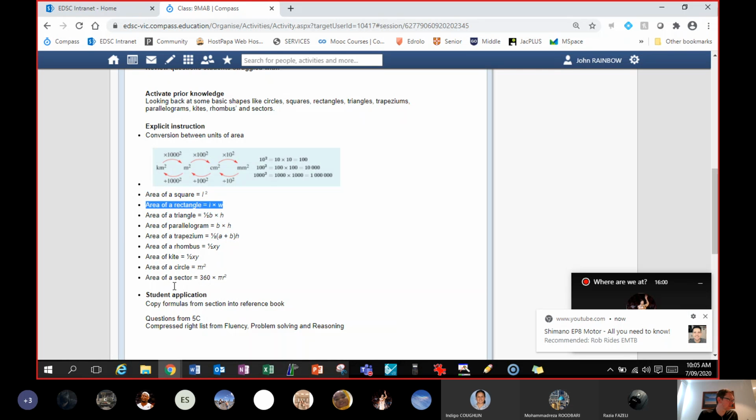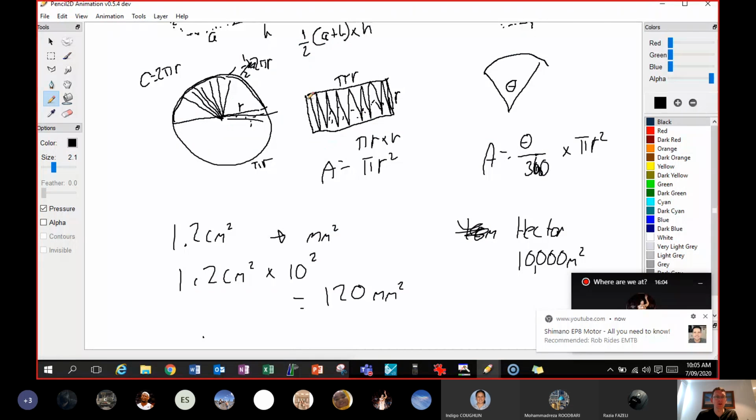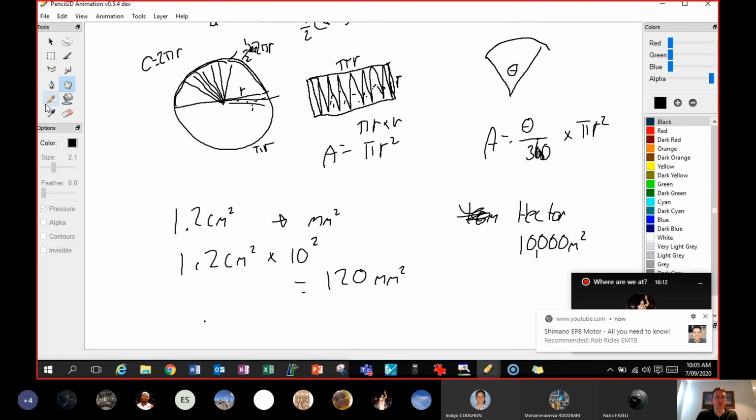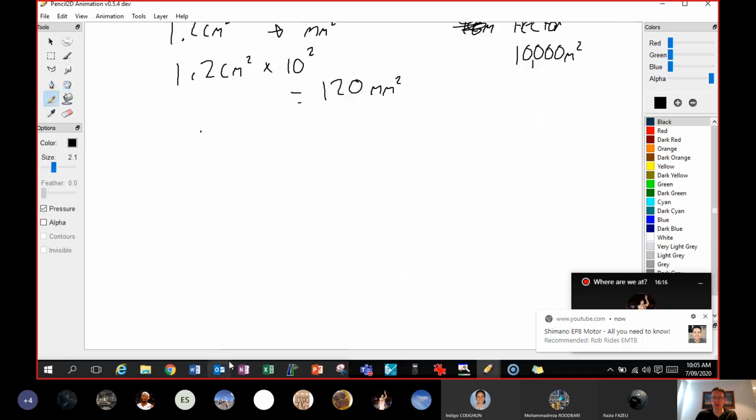Really, it's just going through some of these questions. Again, the hardest thing, where some people go wrong, is they forget that the height is perpendicular to the base. So for example, I could give you a tricky triangle, and I might say, hey guys, calculate the area of this triangle.